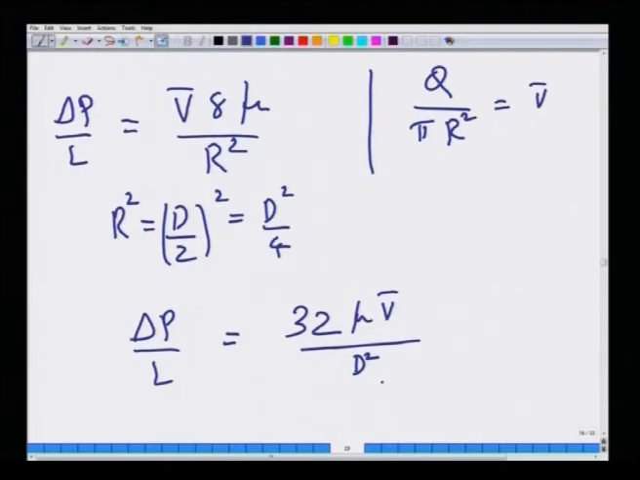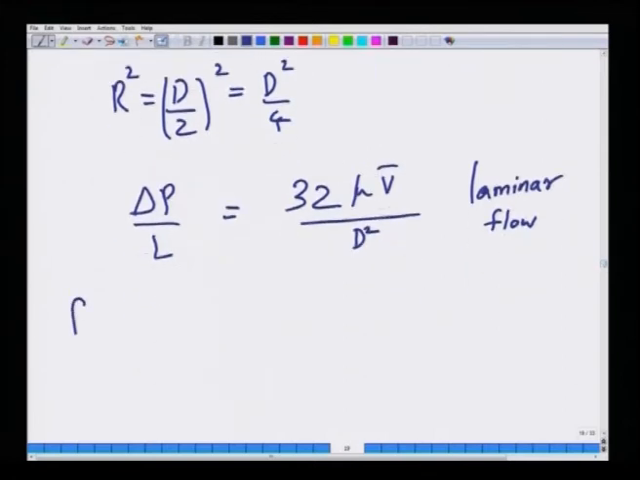So, that is the relation for laminar flow between the pressure drop and the average velocity. This is true for laminar flow. Now, the general definition of friction factor is delta p by half rho v bar squared L.